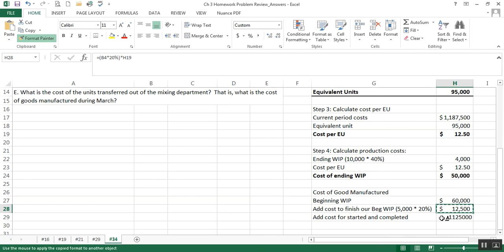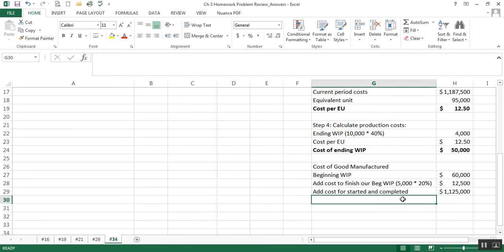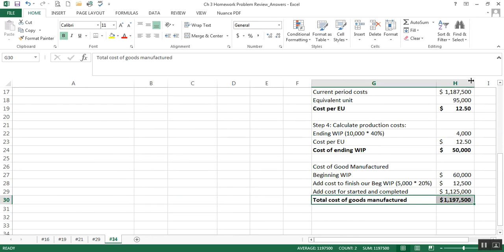Okay. And then finally, we're going to add, oh, I'm sorry, that's it, because our ending WIP is here. So this is our total cost of goods manufactured that will move to finished goods of $1,197,500.